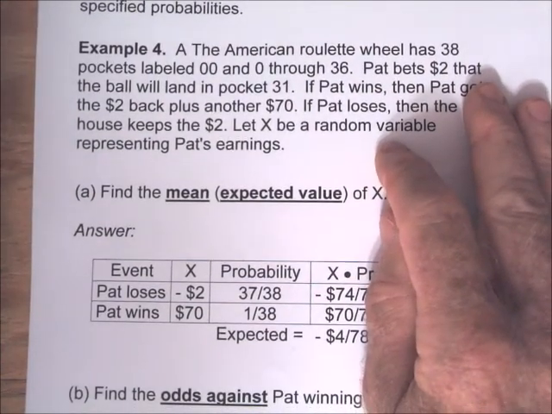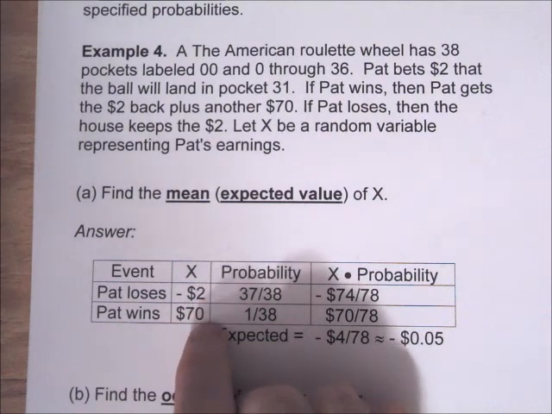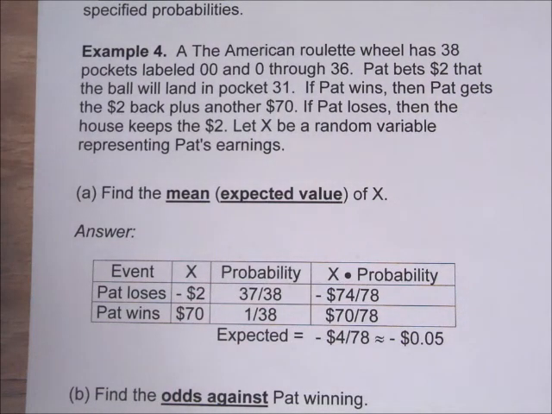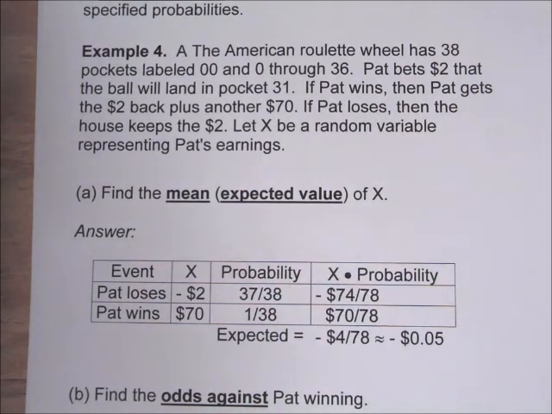Okay, so either Pat is going to lose $2 or Pat is going to win $70. So the possible values of X are negative 2 and 70. And the probability that Pat loses $2 is 37 out of 38, because there's 38 pockets, and it's only going to stop in one pocket. The probability that Pat wins is 1 out of 38.